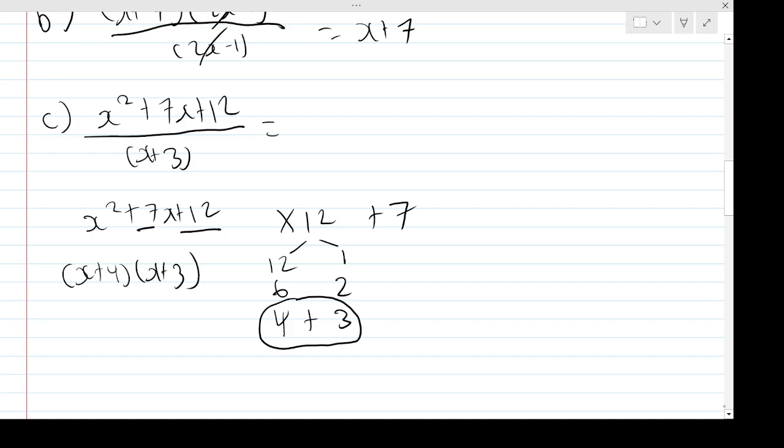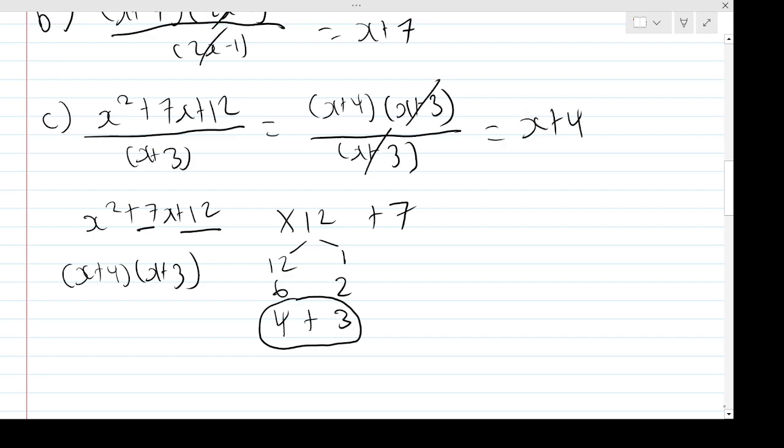So then I can bring that into the fraction up here to get x plus 4, x plus 3 all over x plus 3. And what do you know? Now I can spot a common factor to the top and the bottom, x plus 3. I can cancel that out to be left with simply x plus 4.